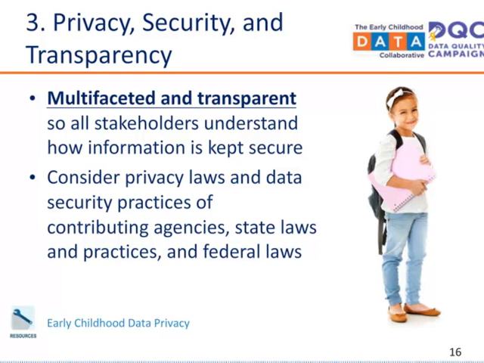The third area is privacy, security, and transparency. Methods to ensure data privacy and security must be in place, particularly when dealing with potentially sensitive information about young children. Creating clear data privacy policies that are consistent across programs and aligned with federal and state privacy laws is essential to ensuring data security and support for early childhood and K-12 data linkages.